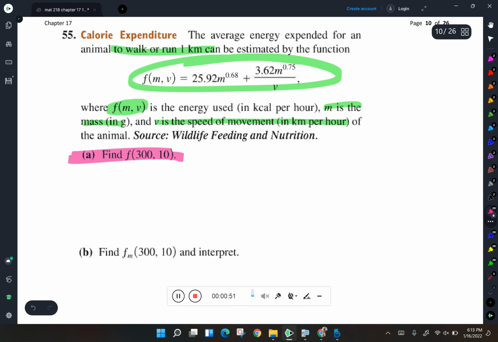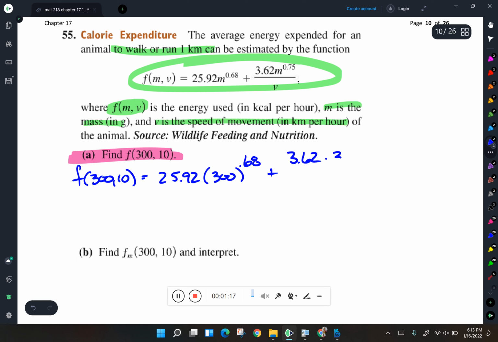All right, so part A, find f of 310. Let's see, f of 310 means go find the function whose name is f and plug in the values 310. I can do that. So f of 310 is going to be 25.92 times 300 to the 0.68 plus 3.62 times 300 to the 0.75 divided by v, 10. That looks like a calculator problem, so let's bring up our calculator.